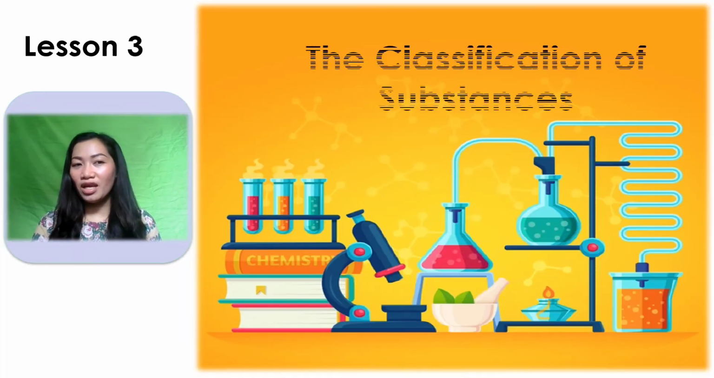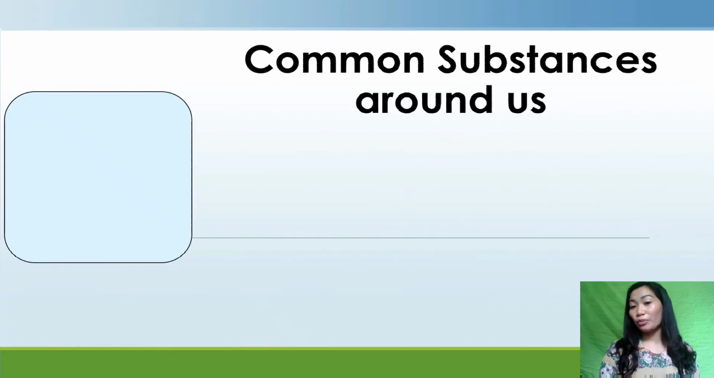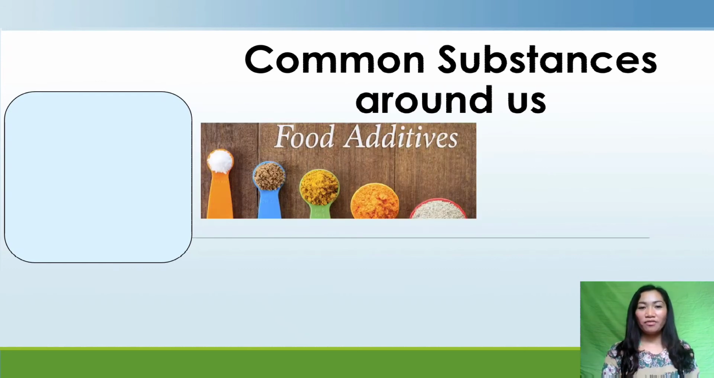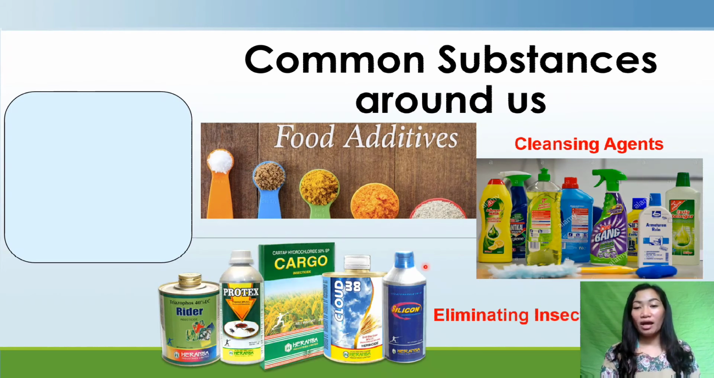Now for lesson 3, we're going to talk about the classification of substances that we use in our everyday living. We have common substances that we use around us: the food additives, the cleansing agents, and the substances for eliminating insects and pests. From the next slides, we will be discussing them one by one.